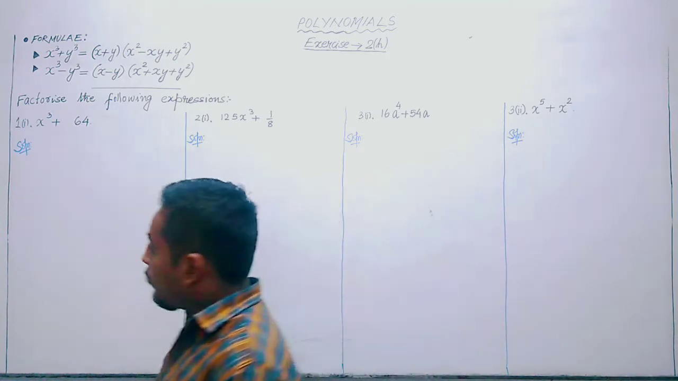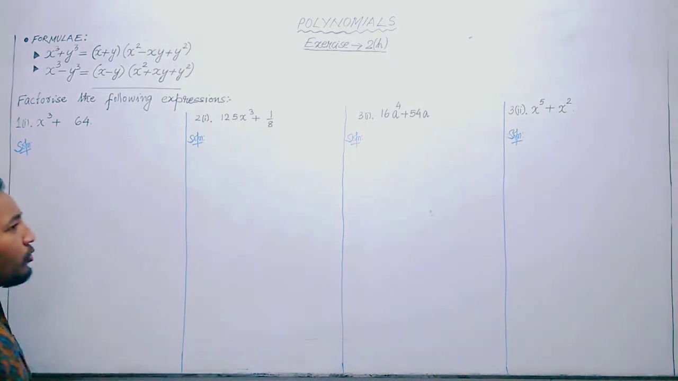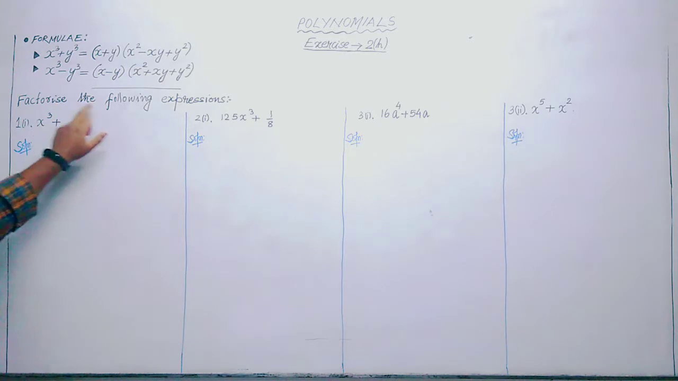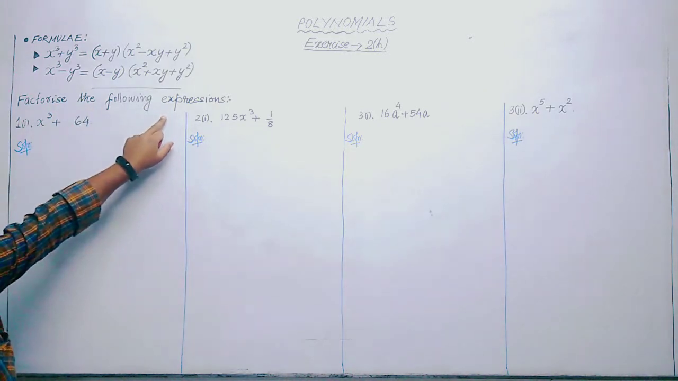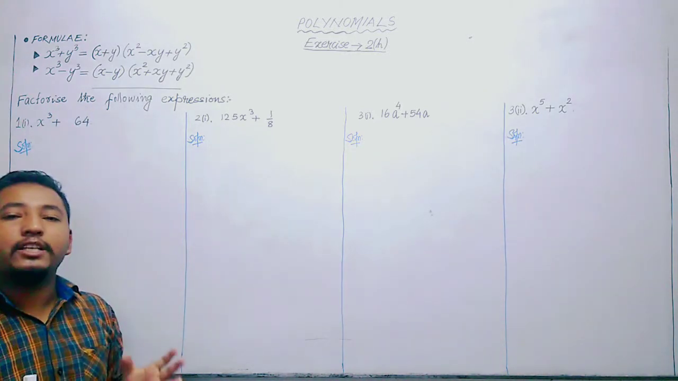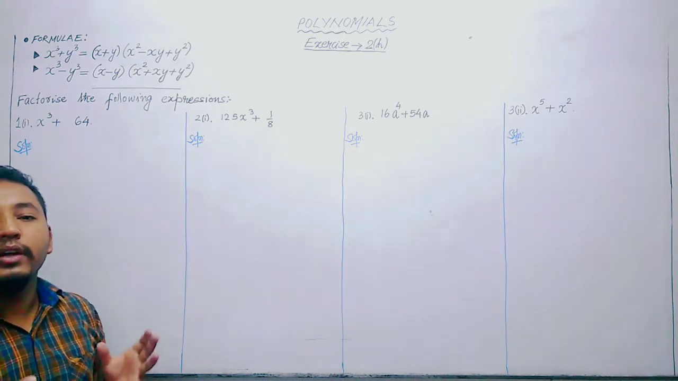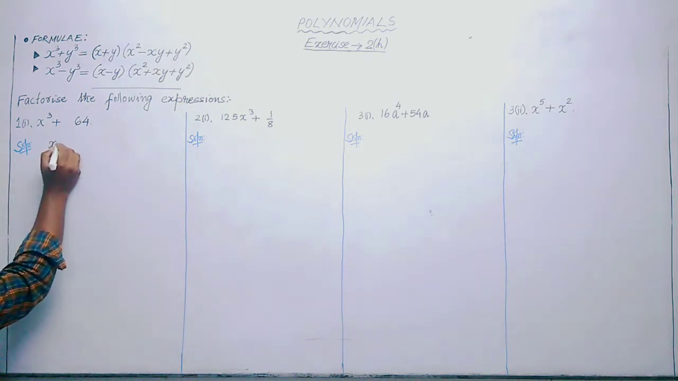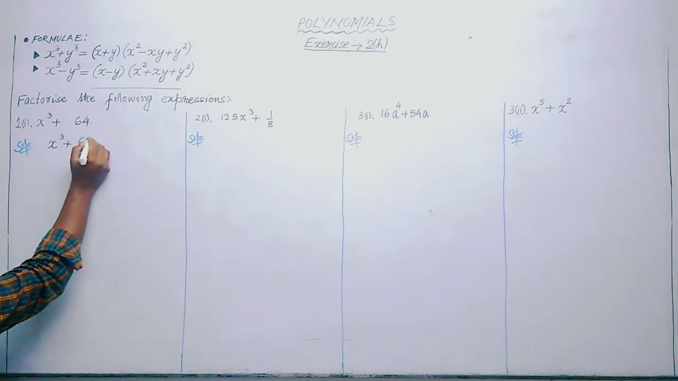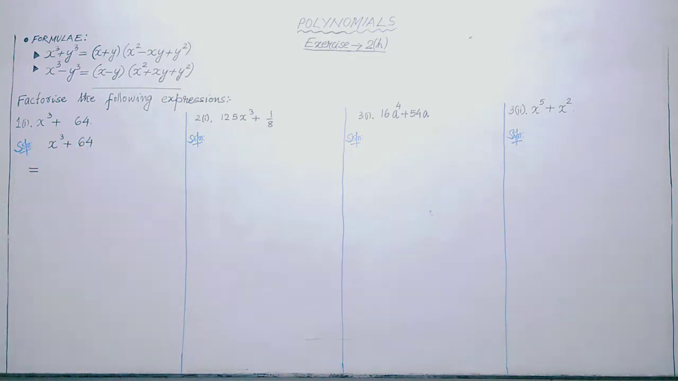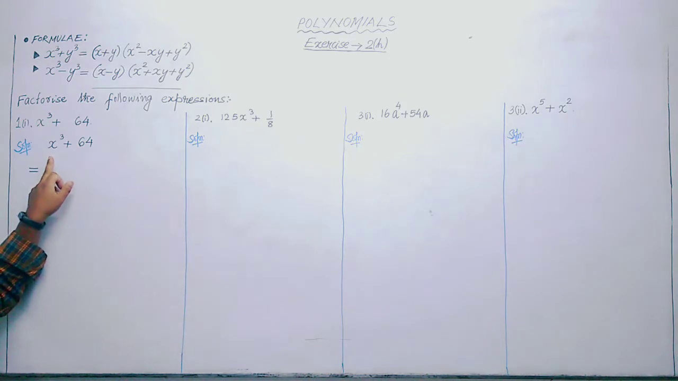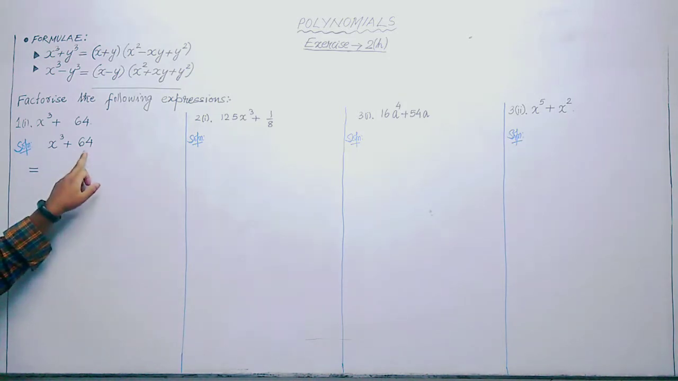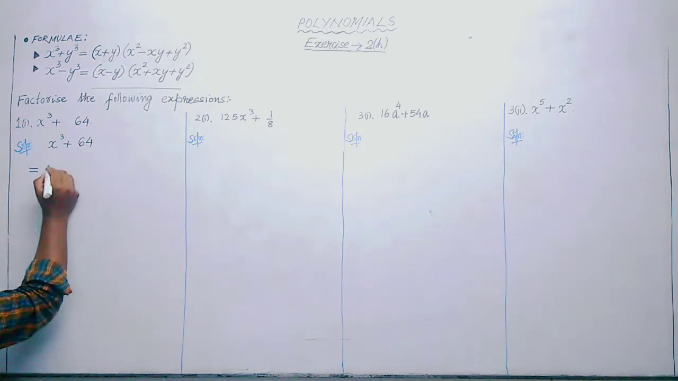Now question number 1, the first question says, factorize the following expressions. Again, when I say factorize, you have to express it as a product of its factors. The first question says you have x cube plus 64. Since x is in the form of a cube, let us try to make 64 also in terms of its cube.